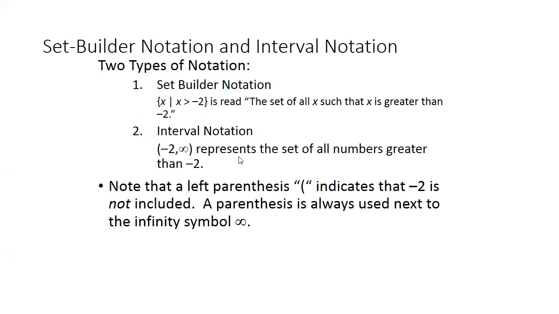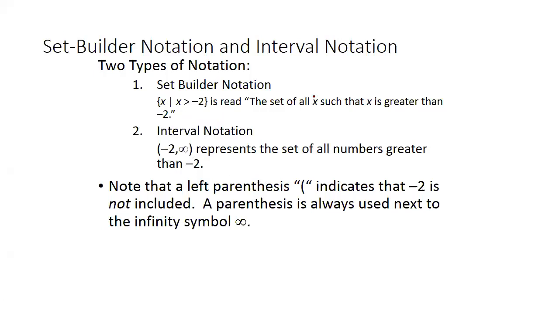The first one here says x greater than -2. This is a set builder notation. X is greater than -2. If you want to write it as an interval notation, you will write it as open parentheses -2, comma, infinity. Let's see how that works.